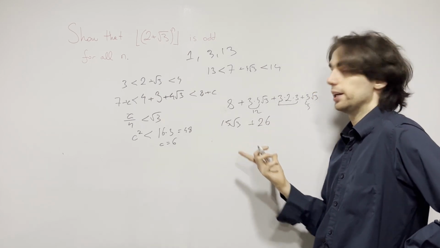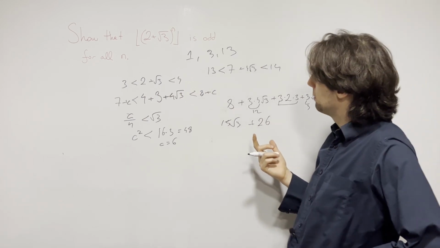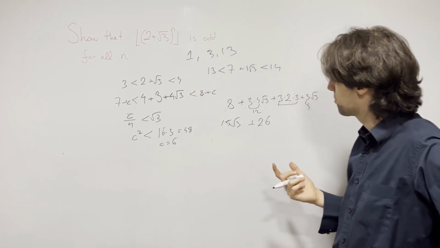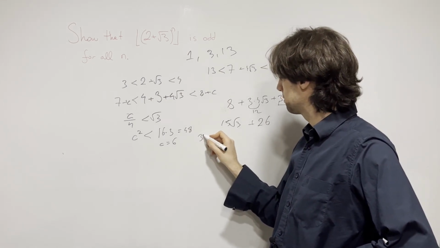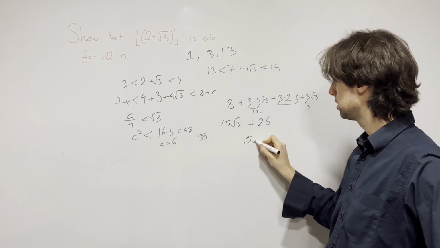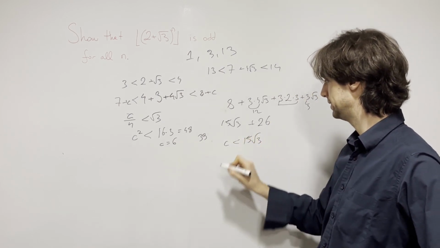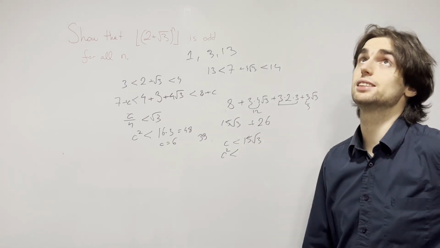What am I going to do here? What am I even doing? Maybe I'm multiplying by 3, right? I'm multiplying roughly by 3. I'm going to have a 39. Like, the main question is 15 square roots of 3. It's going to be less than c. c squared is going to be less than 15 squared, which is now what?